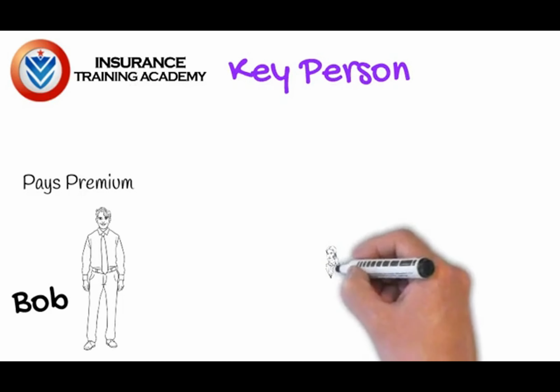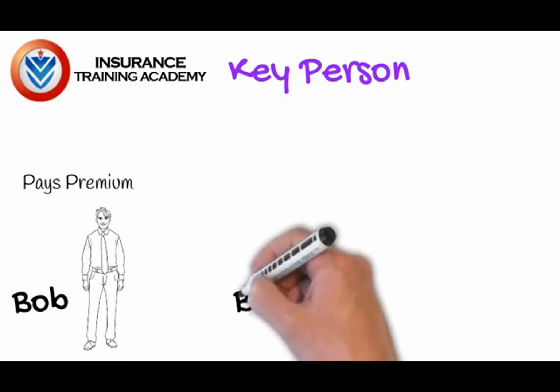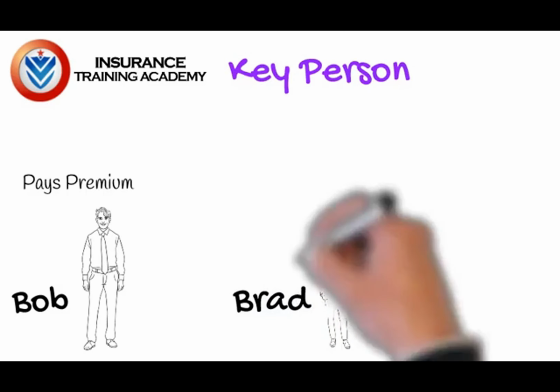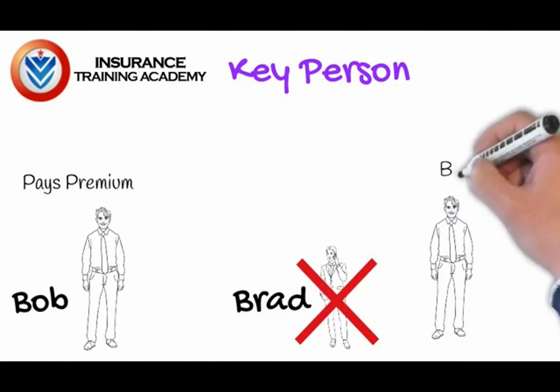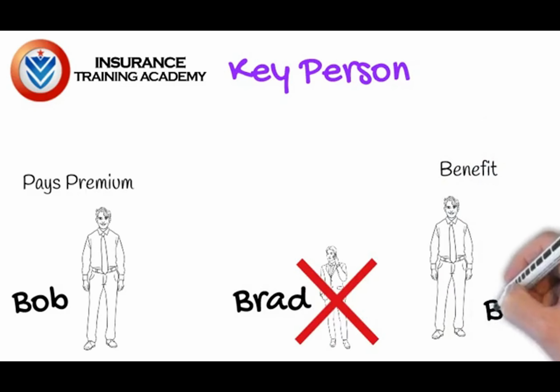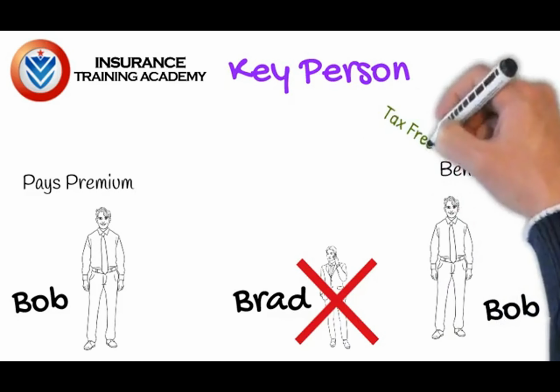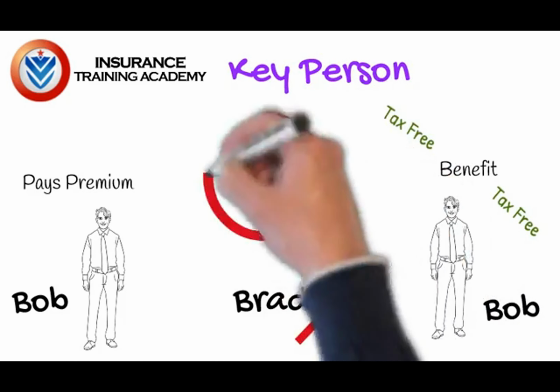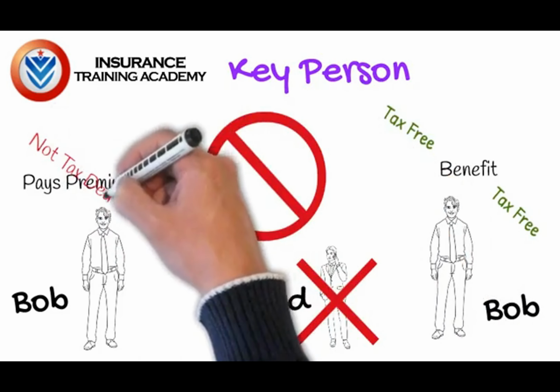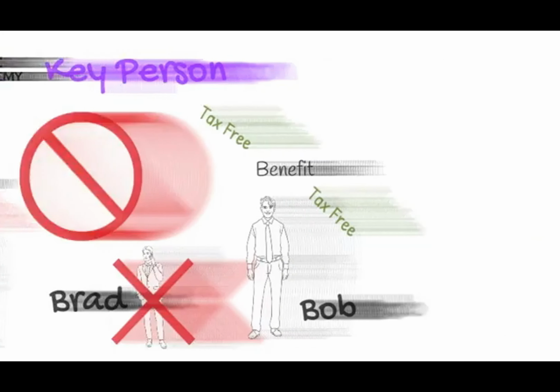Let's look at a key person policy. Bob's the business owner. Brad is his key person. Let's say Brad dies or becomes disabled. Well, Bob gets the benefit from that policy, and that benefit for Bob is always going to be tax-free. Once again, is the IRS going to let him double dip? No. So the premiums he paid are not deductible as a business expense.